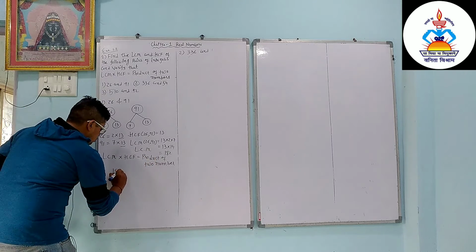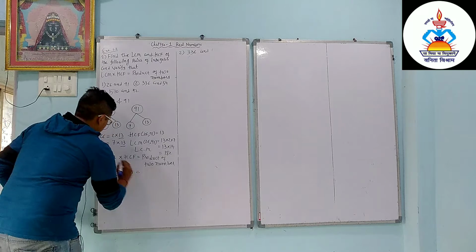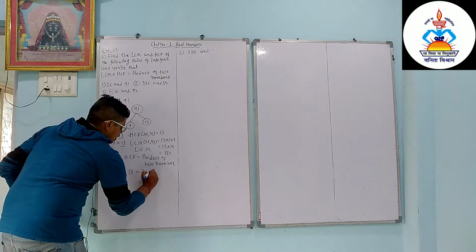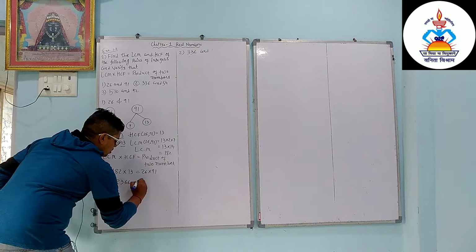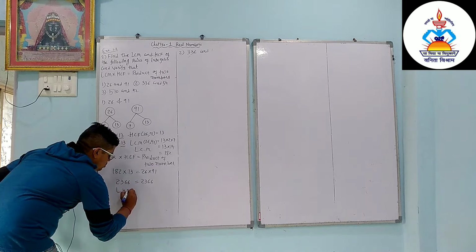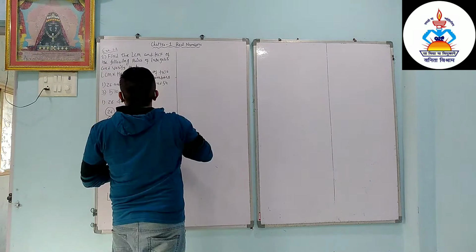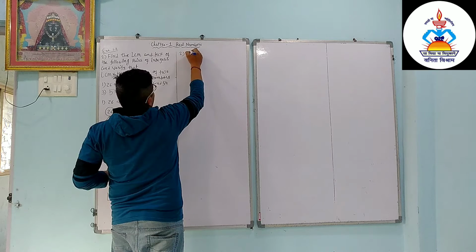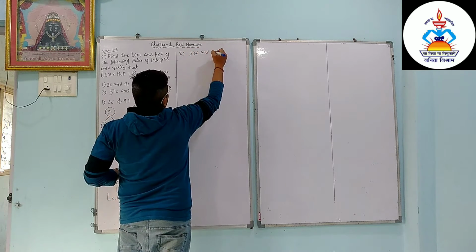LCM is 182 and HCF is 13, and here 26 into 91, both are 2366, equals 2366. So we can say that LHS equals RHS. Now next, second, we are going to find the HCF and LCM of 336 and 54.